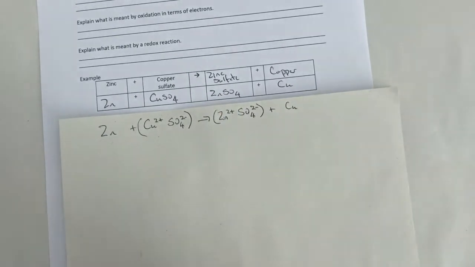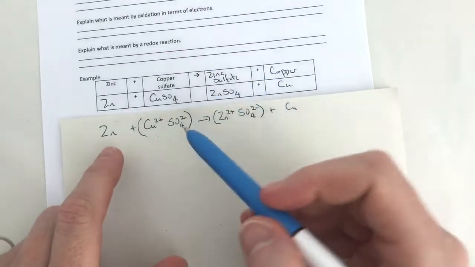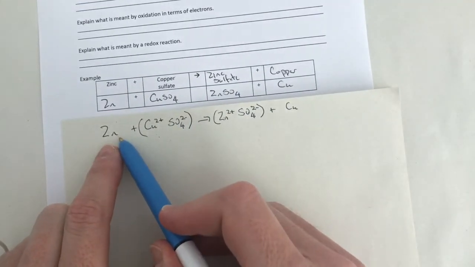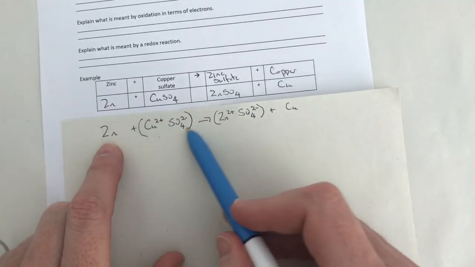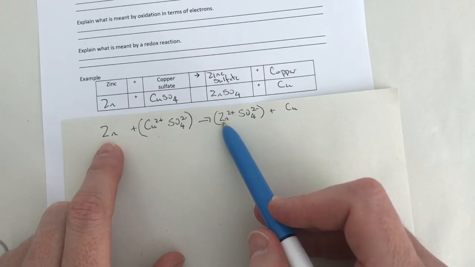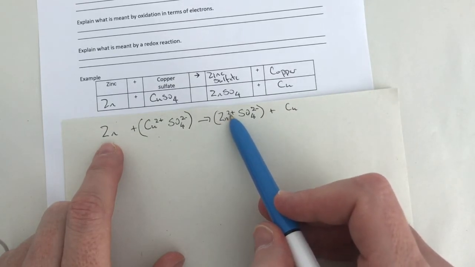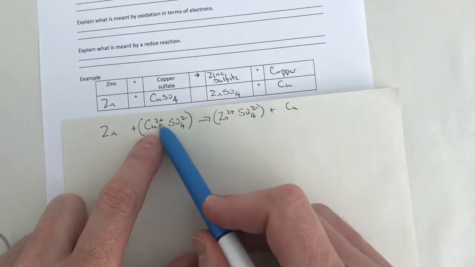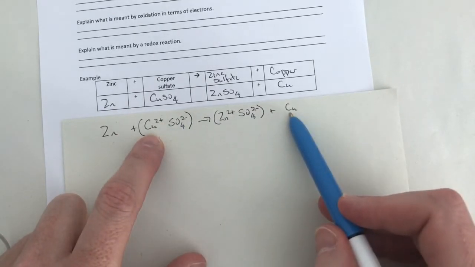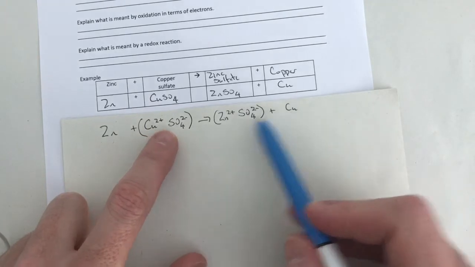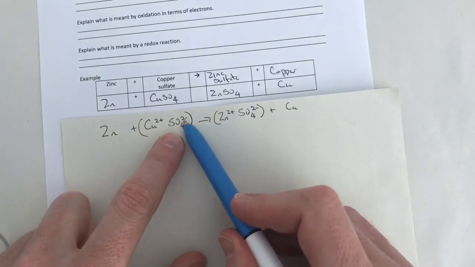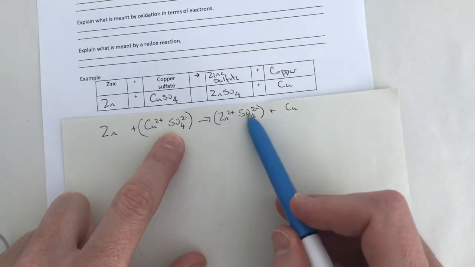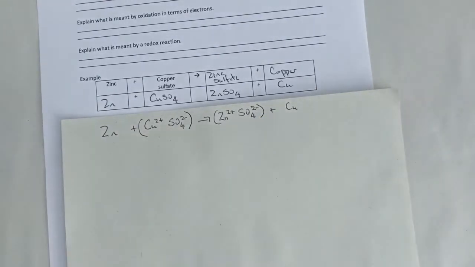Now, if you have a look at this carefully, you will notice that some of these ions and elements have changed, some of them haven't changed. For example, if I look at zinc, zinc here is Zn, but on this side of the reaction, it has become Zn 2+, it's become an ion. So that's changed. Copper 2+, and then on this side it's become copper, so there's been a change. The sulfate is SO4 2-, and the sulfate here is SO4 2-, so the sulfate hasn't changed.